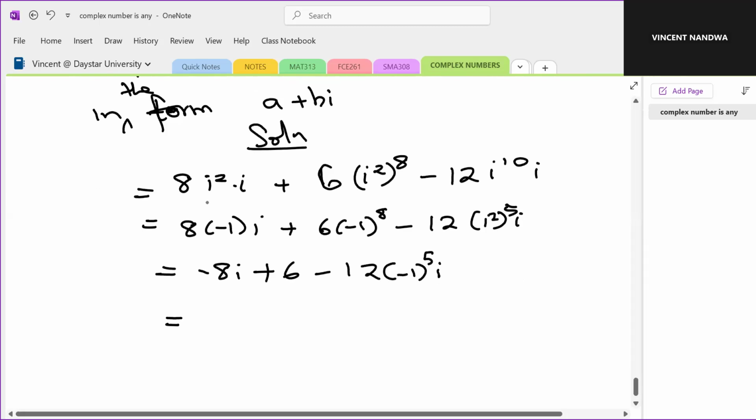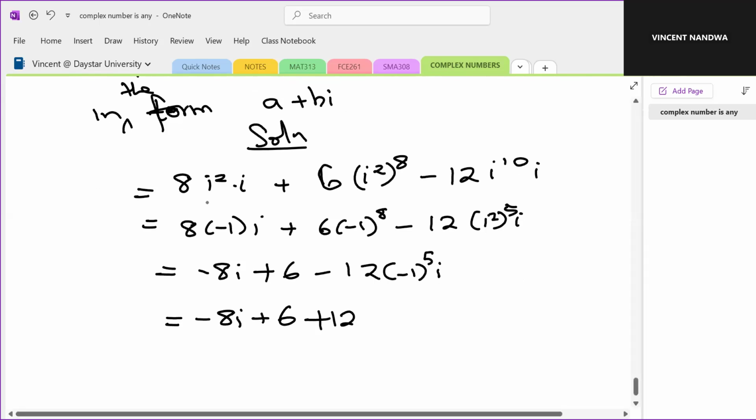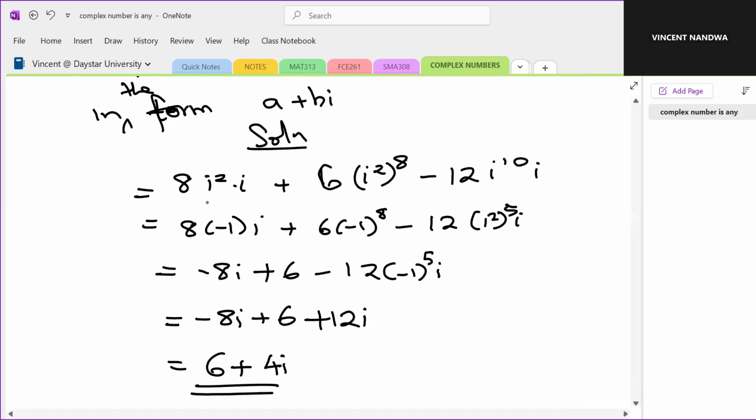So this will be minus 8i plus 6. Now minus 1 power 5 is minus 1, times minus 12, I get positive 12i. So collecting real parts and imaginary parts, we will have 6, and minus 8i plus 12i will give us 4i. So this will be the reduced expression for that given problem.